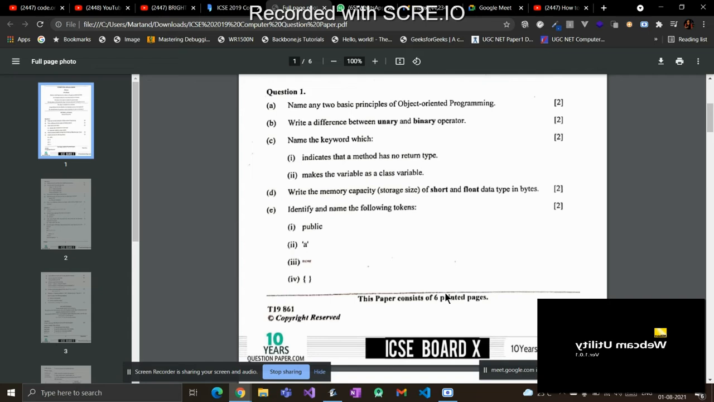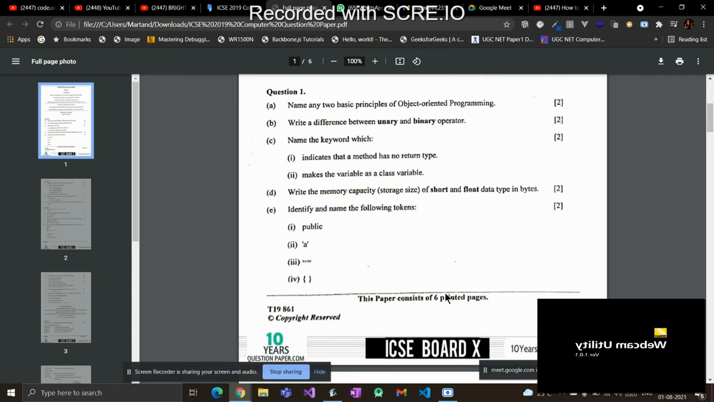When I talk about the ternary operator, I have only one ternary operator, that is your question mark and colon. That's your ternary operator, which works as your if else. So in your exam, what will be asked: what is a unary operator, what is a binary operator, or what is the difference between unary and binary operator.